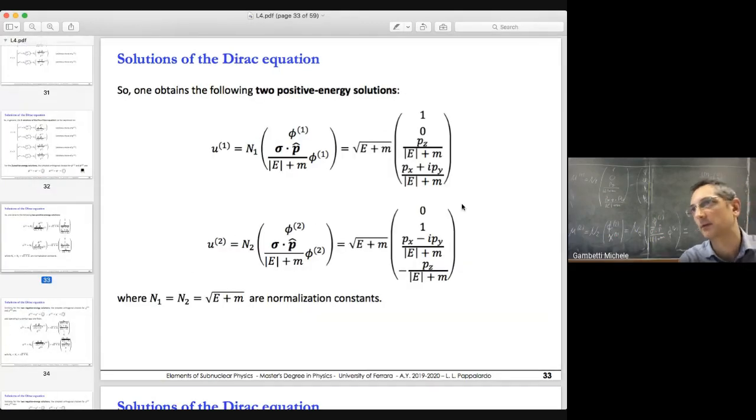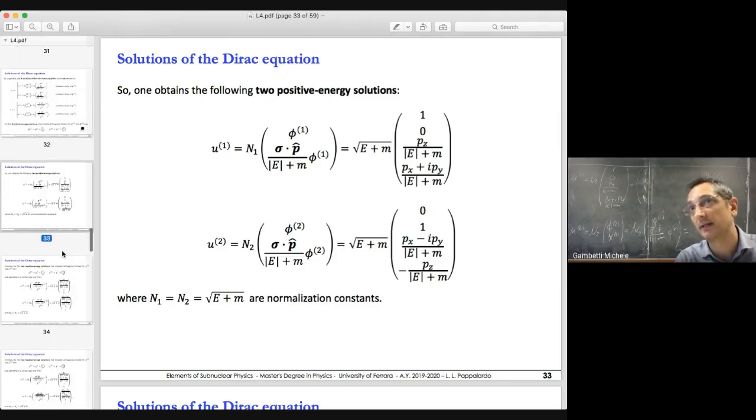Okay, so I put also in the slide these two solutions for completeness, where now I also put explicitly the normalization constant, which turns out to be the square root of E plus M, okay? So this is now the full expression of the two solutions with positive energy.